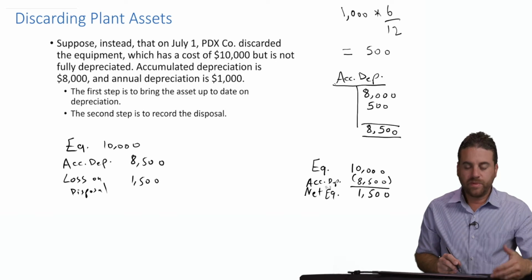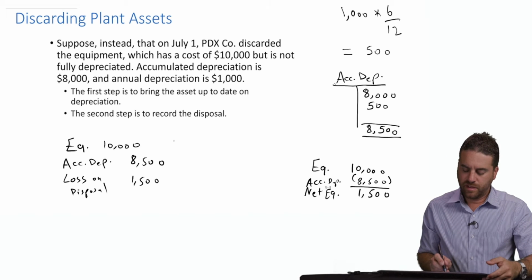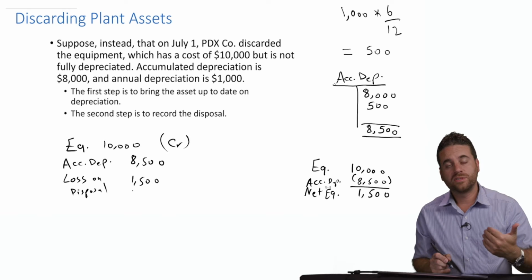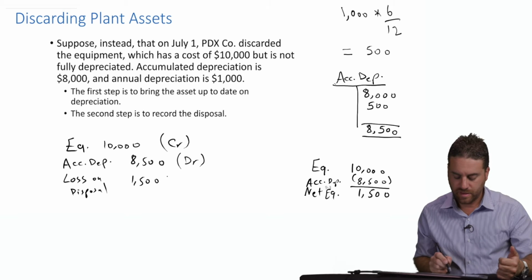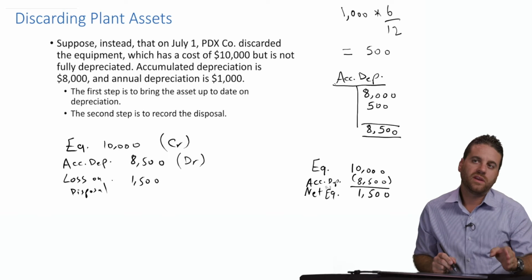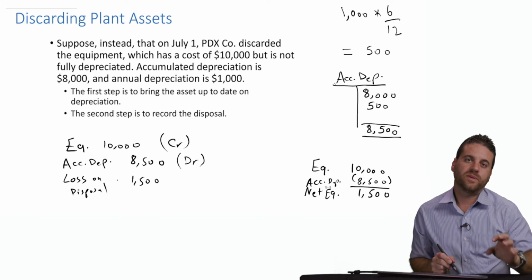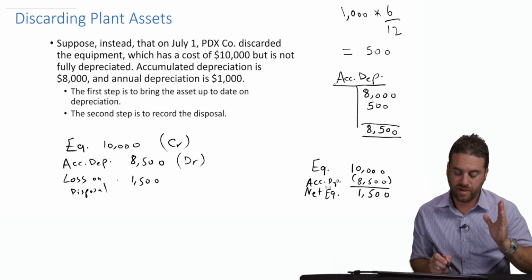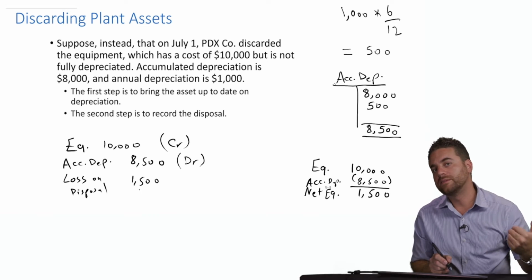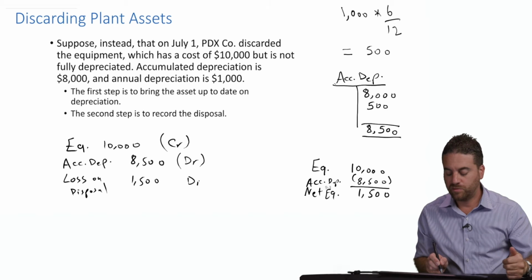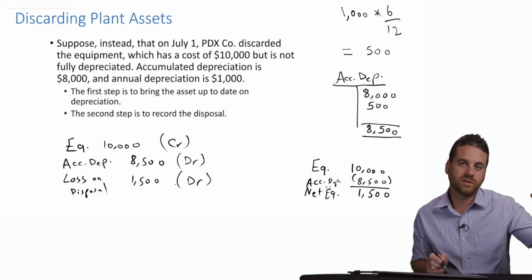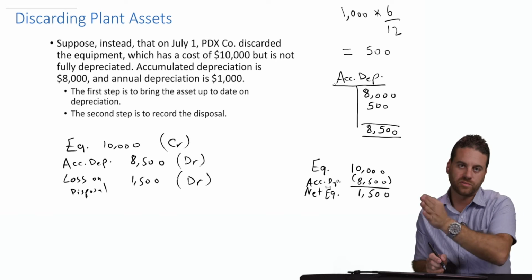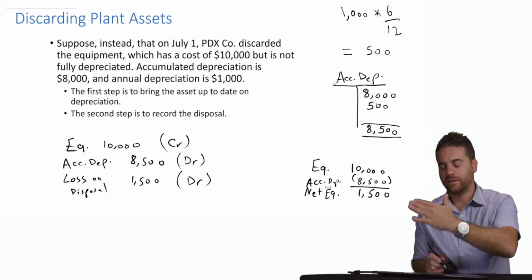Equipment, I'm decreasing that, so that will be a credit. Accumulated depreciation, I'm also decreasing it, so to decrease it, it will be a debit because originally it has a credit balance. And then loss, every time you think about the loss account, think that it's an expense. In your head, think it's an expense. So if I'm increasing the loss, that means I'm going to debit that. If it was gain, think about the gain as if it was a revenue. So loss is similar to expense, gain is similar to revenue. Loss is debit. Gain is credit.